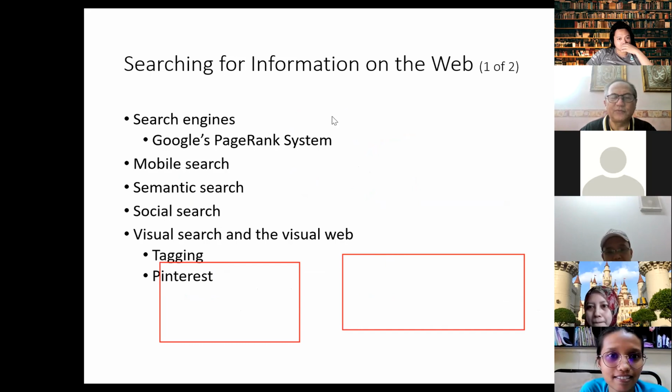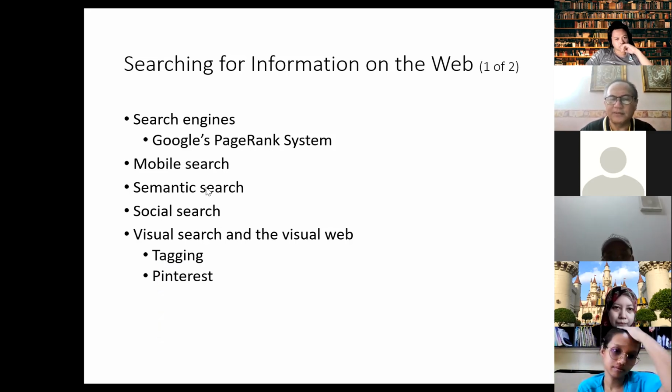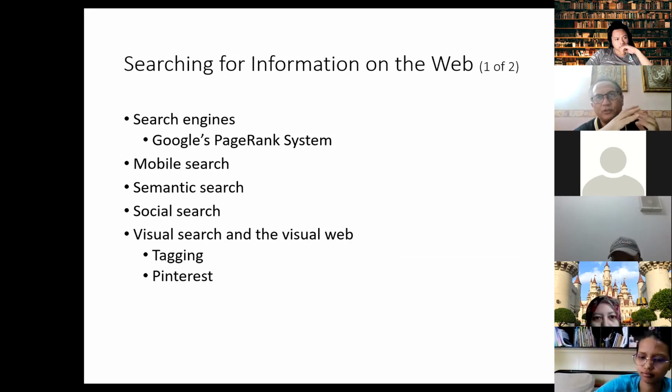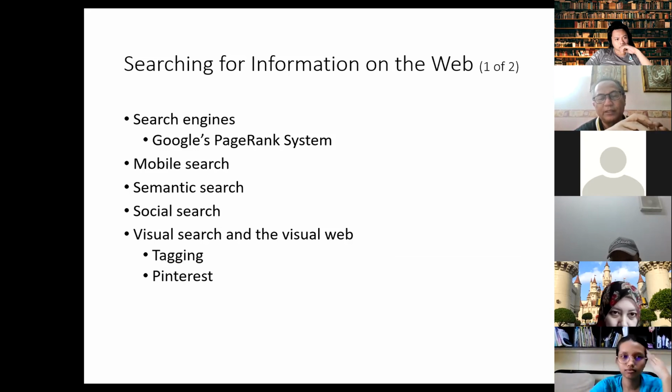So when you search for information, the same goes for mobile search. They still search the index. And then the semantic search, same goes, it's actually the same index, but at the search engine they have natural language processing and ontology tools. They call it semantic entailment, so that they are able to search based on the semantic.